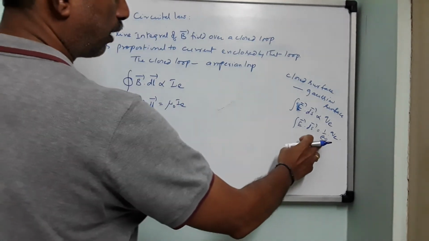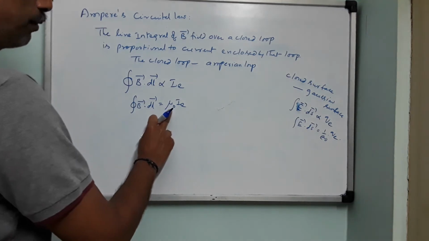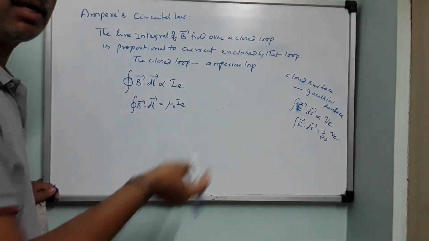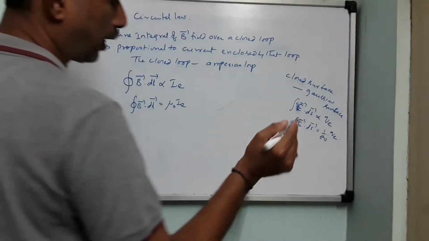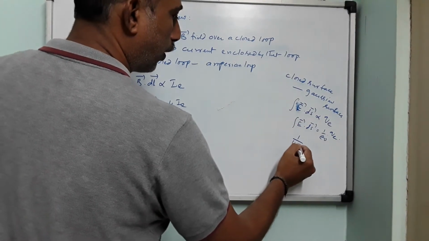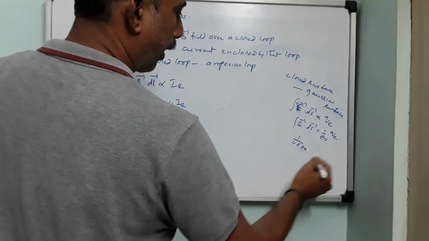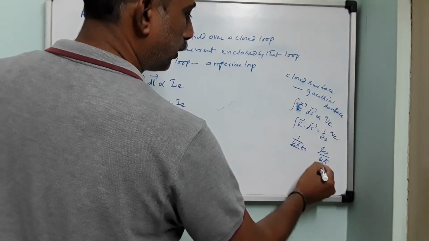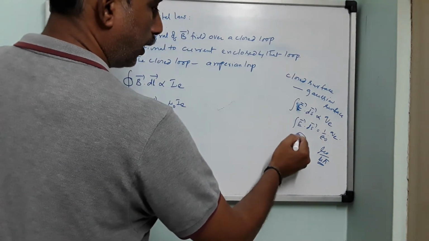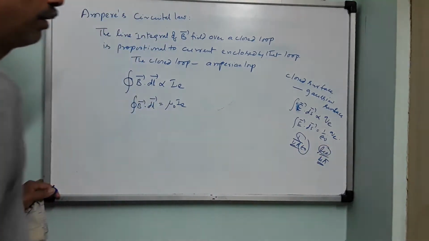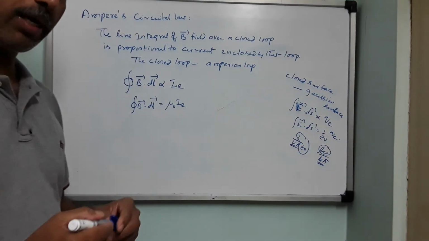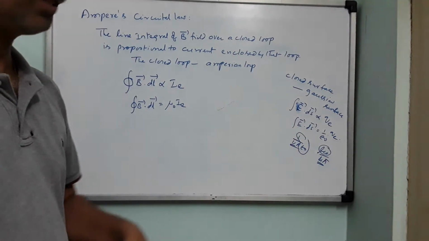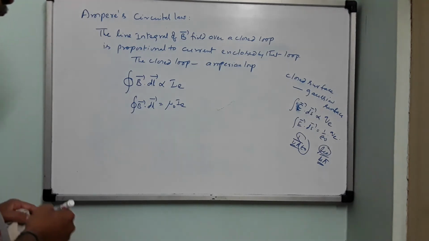So wherever epsilon naught comes in the denominator, there mu naught will come in the numerator. If mu naught comes in the denominator, epsilon naught will come in the numerator. So the constant in electrostatics we write as 1 by 4 pi epsilon naught. But in magnetism we write the same constant as mu naught by 4 pi. There is no change in the placement of 4 pi. Only these two things will change. In electrostatics, the permittivity will come in the denominator. In magnetostatics or magnetism, the permeability will come in the numerator. So this is the only difference.